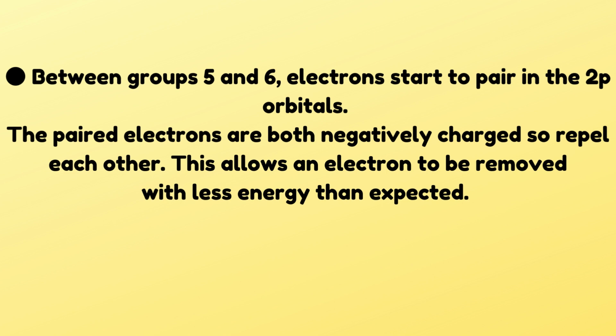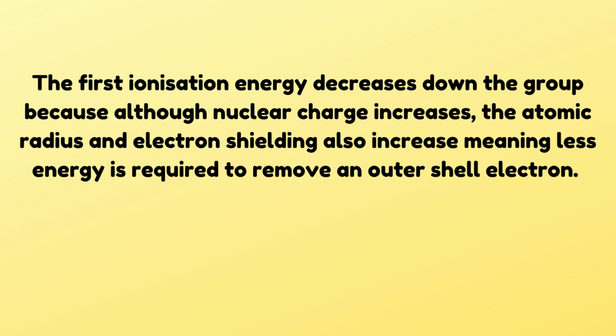First, ionization energy decreases down the group. Although nuclear charge increases, there is electron shielding also here. Atomic radius and electron shielding also increase, meaning less energy is required to remove an electron. That means ionization energy is lesser.